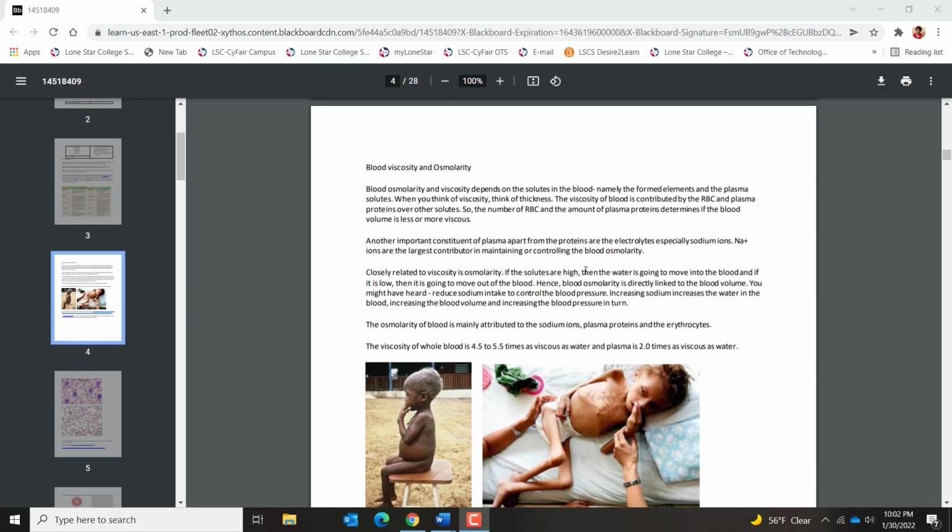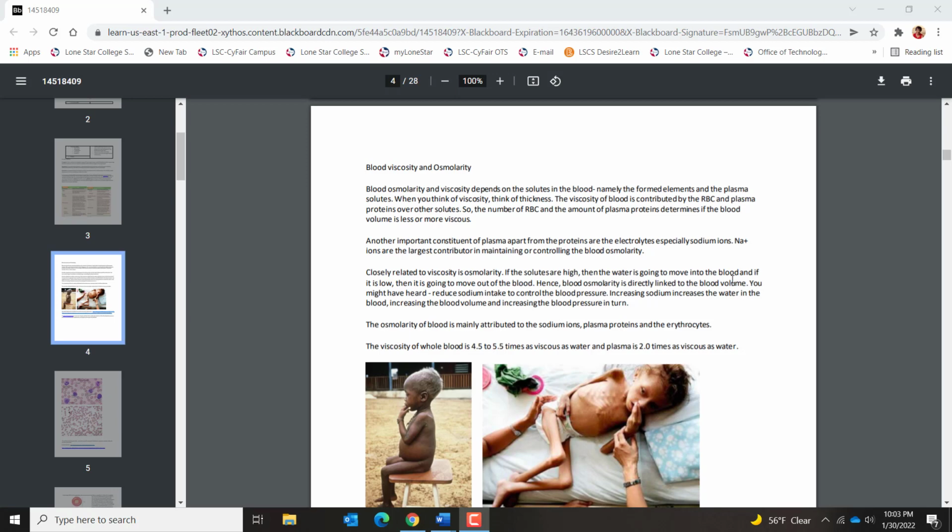So osmolarity, when the solutes are high, whether it is red blood cells or plasma proteins or any kind of ions, especially sodium, then the water is going to move towards the blood. And if it is low, then it is going to move out of the blood, right? So if it is hyperosmotic, if it has too many solutes, water is going to come in. And if it is hypoosmotic, then the water is going to move out of the blood. So blood osmolarity is directly linked to blood volume, right?